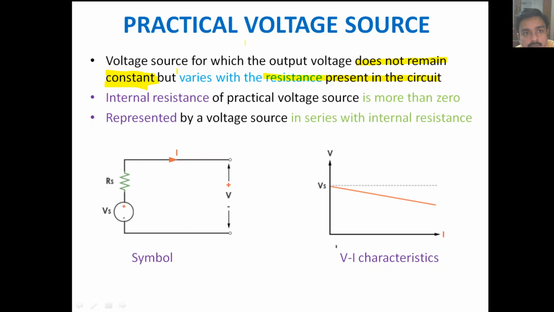So practical voltage sources are the ones in which the output voltage does not remain constant but varies with the resistance. Moreover, in case of an ideal voltage source, we assume the internal resistance to be zero, but here we assume it to be more than zero. That is another difference between ideal and practical voltage sources. Thirdly, how do you represent it? In case of an ideal voltage source, we represented it only by this much encircled part of the voltage source which I have encircled. We only make a voltage source with a plus minus and with a circular design.